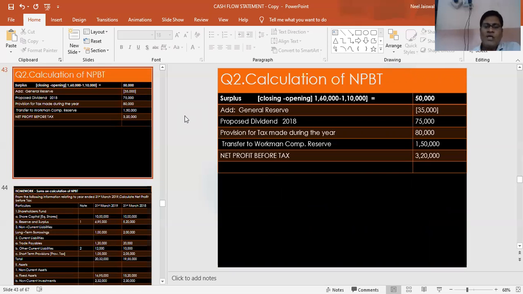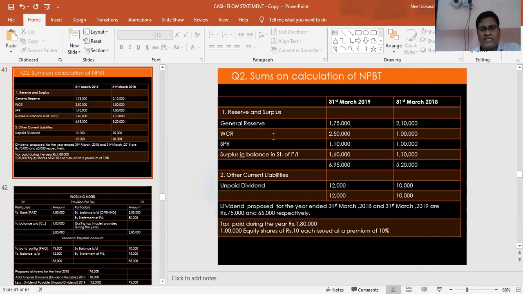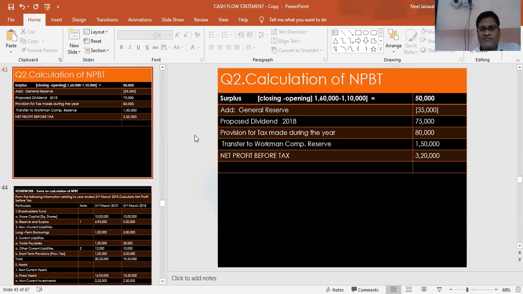The transfer to compensation reserve is 1,50,000. If you notice, it was 1 lakh, now it became 2,50,000. So we have transferred this year 1,50,000. That only we have added over here.